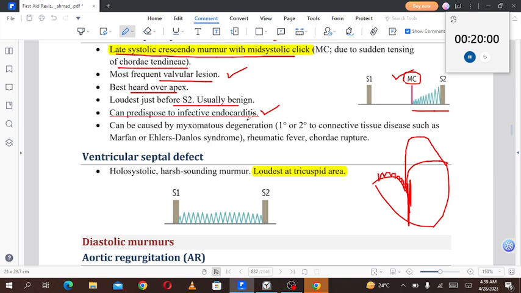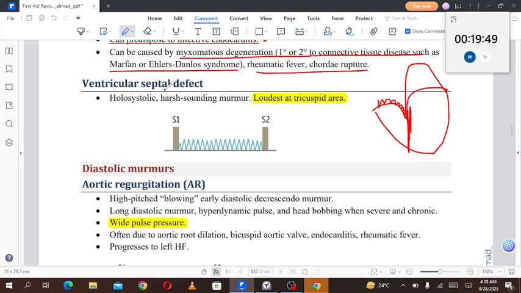Infective endocarditis can develop due to the growth of bacteria over there. It can be caused by myxomatous degeneration, primary or secondary connective tissue diseases such as Marfan or Ehlers-Danlos syndrome, rheumatic fever, or chordae rupture. Now moving forward to the ventricular septal defect.